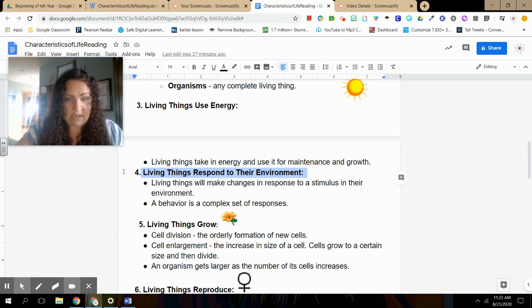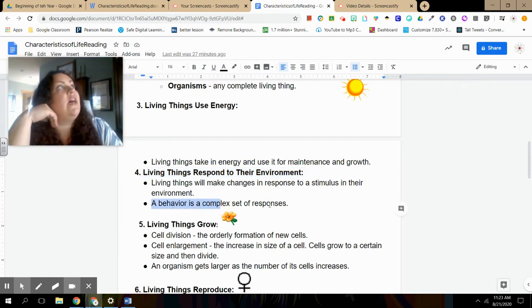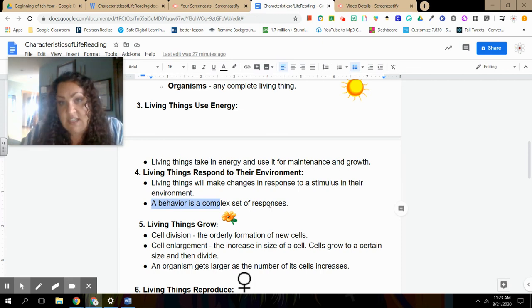In fact, here it tells us a behavior is a complex set of responses. So what that means is, like a bunny rabbit's behavior of digging into the ground to create burrows or dens. That's a behavior, and it's a very complex set of responses to be able to protect themselves from predators. All right, let's keep going.